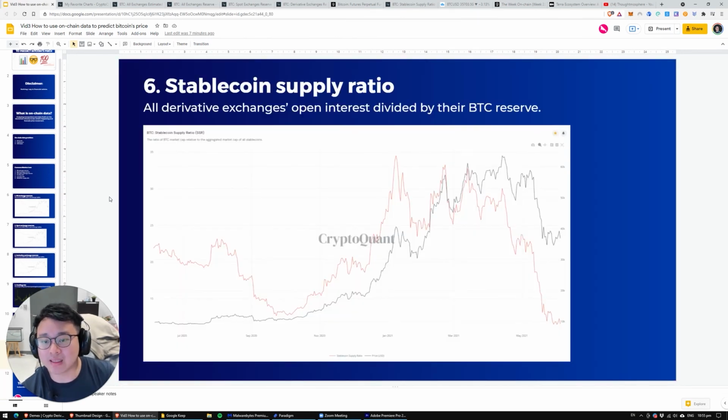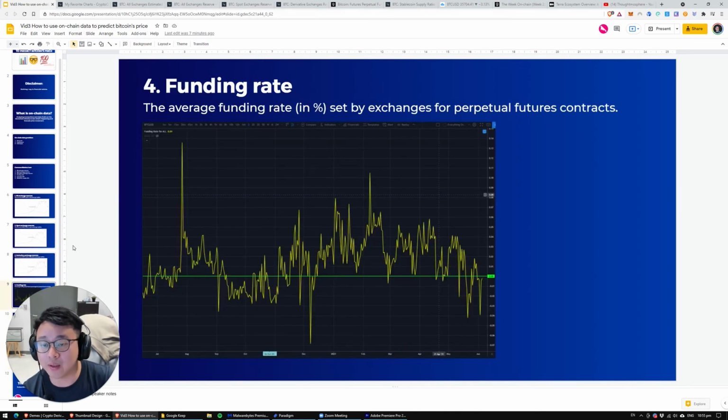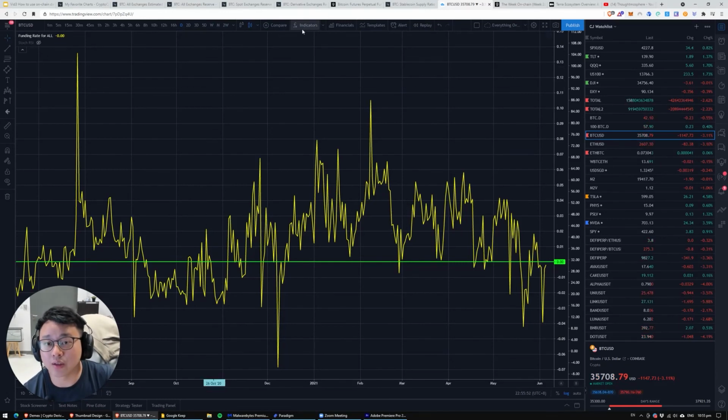Okay, yeah, those are the 6 on-chain metrics that I use. These are the more basic and simple ones. In future videos, I might cover more advanced or complicated on-chain metrics, but I think for now, these 6 should be quite useful. If you are wondering about the funding rate, you can also find it on TradingView.